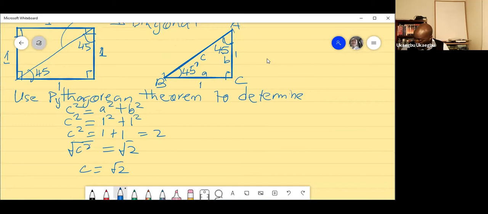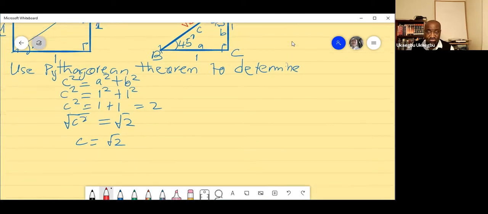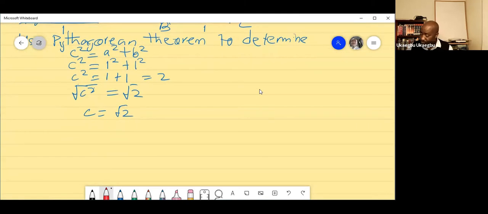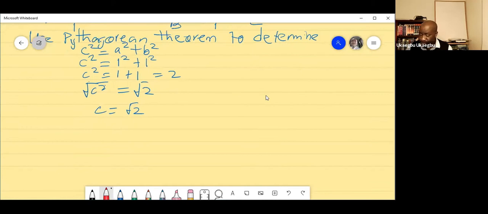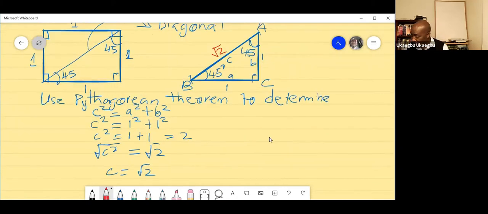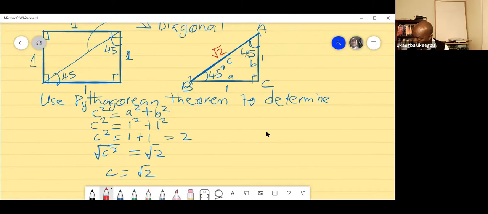Okay, so now we can look at our triangle, and now that we know the side of the C, we can put the square root of 2 there. We can just come back here and put square root of 2. So this is still Pythagorean theorem, which you did in 7th grade, 8th grade. Now let's go to our trigonometry. So we are going to use trigonometric ratios, and we are trying to get the trigonometric ratio of 45 degrees.